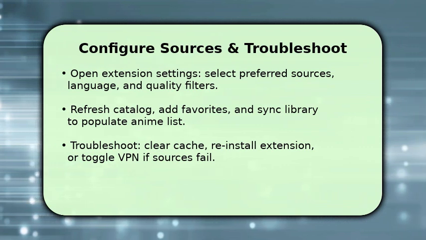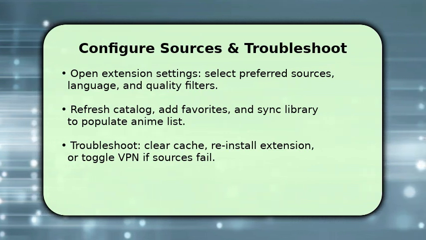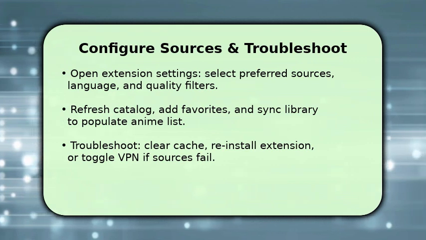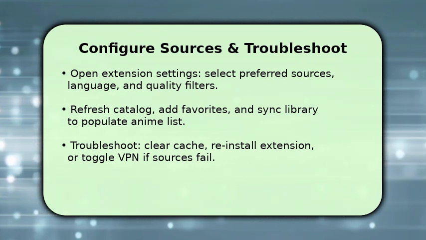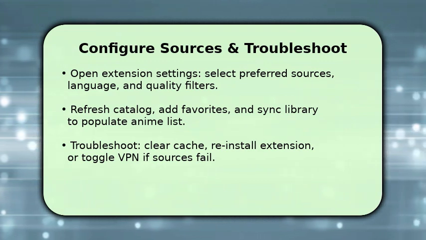If something goes wrong, clear the extension cache, disable and re-enable it, or reinstall the APK. If access errors persist, toggle your VPN or check region blocks. This one troubleshooting step usually resolves most connection and indexing issues.